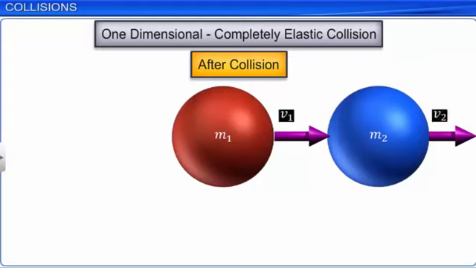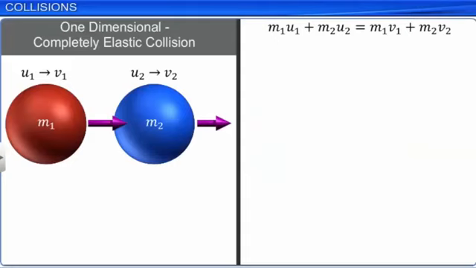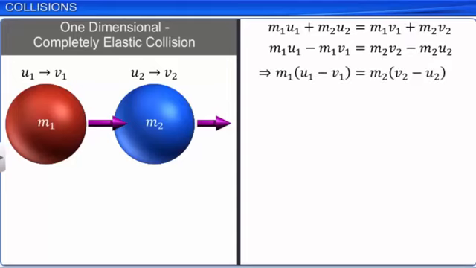Since the momentum is conserved, we have m1u1 plus m2u2 is equal to m1v1 plus m2v2. On rearranging the terms and simplifying, we get m1 into (u1 minus v1) is equal to m2 into (v2 minus u2). Let this be equation 1.